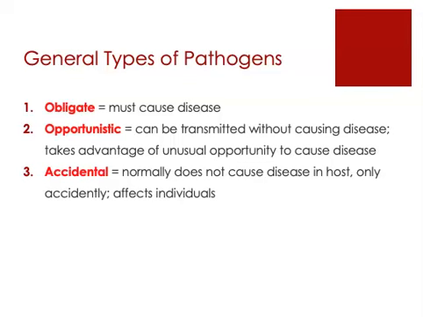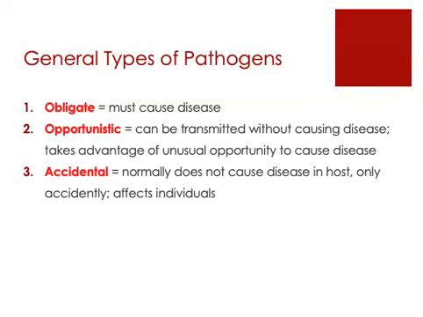First, we have three terms that describe the general type of a pathogen, and those terms are obligate, opportunistic, and accidental. An obligate pathogen is a pathogen that must cause disease. Its life processes are those that result in disease.